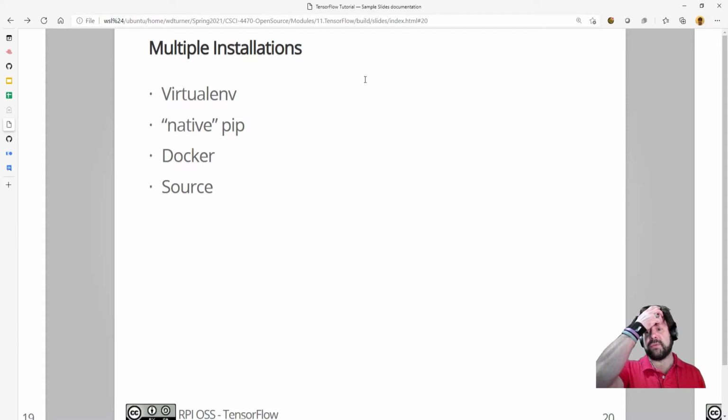There are a lot of ways to run TensorFlow. You can use a virtual environment. You can use native pip. You can use Docker. You can use source. When I say use source, you can actually download and build TensorFlow from the GitHub source. Like, it's open source, right? That's the whole purpose.